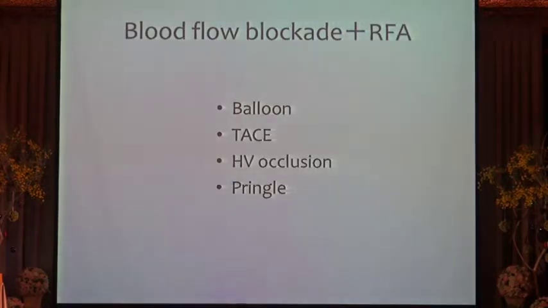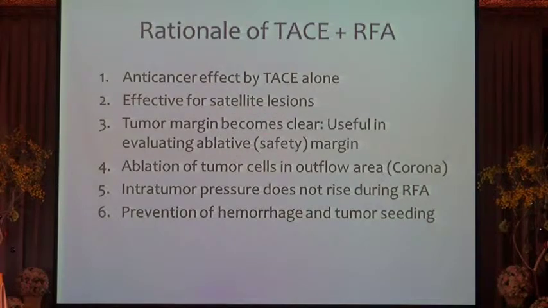There are many ways to block blood flow in the liver, but as you know, TACE is most popular and familiar. This slide shows the rationale of TACE and RF ablation. As you know, TACE alone has a strong anti-cancer effect on HCC lesions, and it is effective for the control of satellite lesions. The tumor margin becomes clear after TACE, and it is useful in evaluating ablative margin on the follow-up CT. And it may be possible to ablate tumor cells in the outflow area.